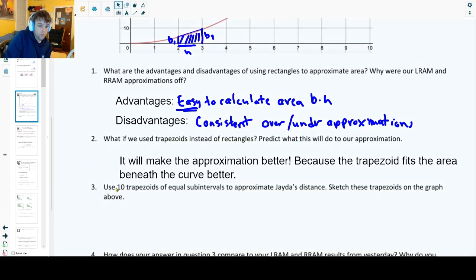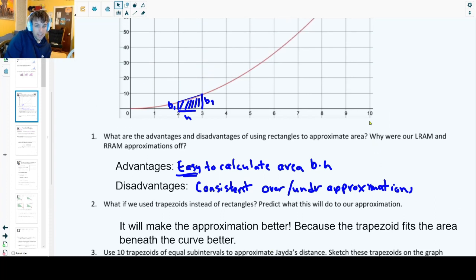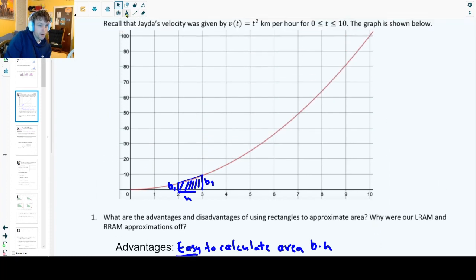Question 3: use 10 trapezoids of equal subintervals to approximate Jada's distance. Sketch these trapezoids on the graph. Okay, we already got one of these on here, so I'm going to use that. Maybe not. I'm going to just use lines to make this work. So here's one of them. I am somehow not doing a good job here. Undo that and go to the line tool again. Okay, cool. This should be better now.